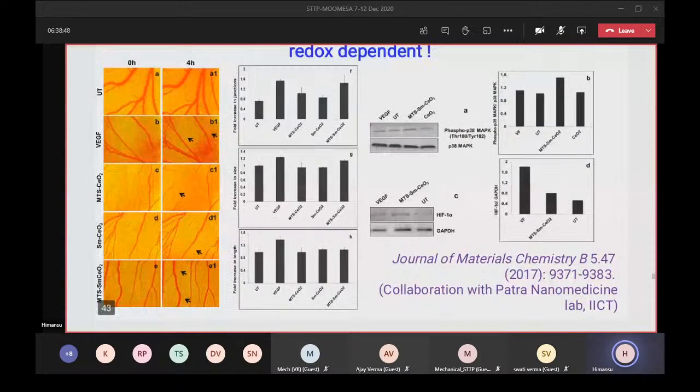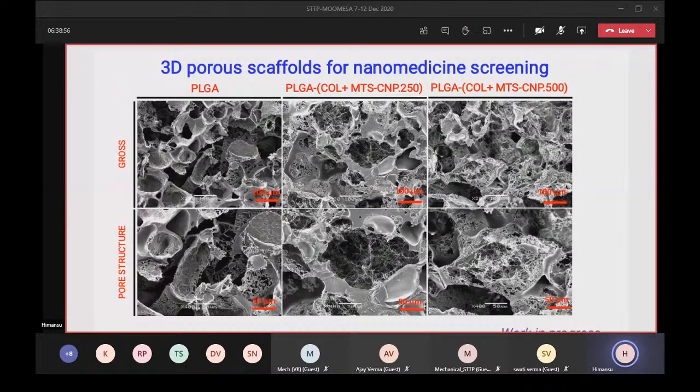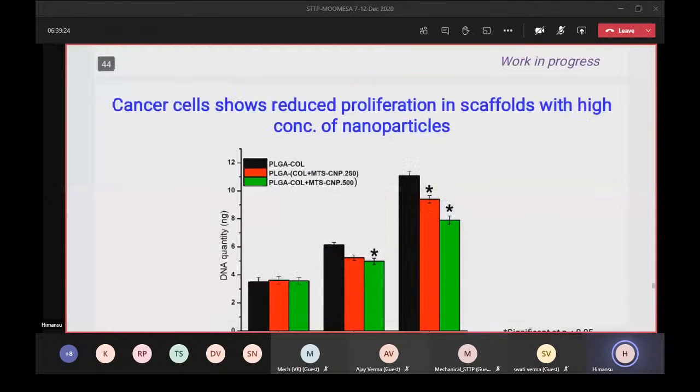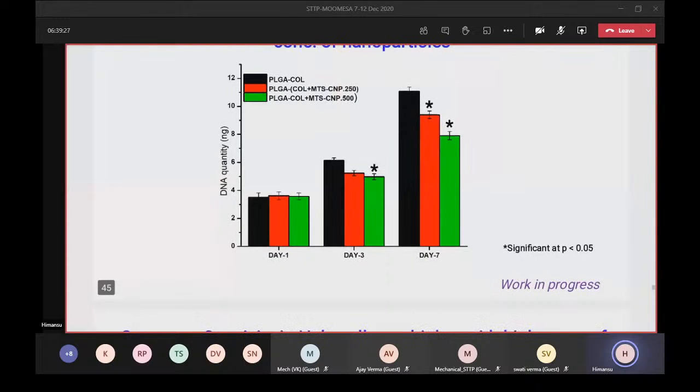And this work we also channelized towards scaffolds, because as I said, the scaffolding platform is very important for us. Collagen-coated PLGA scaffolds were prepared, and within the collagen we incorporated these nanoparticles. This is interesting: in one case the nanoparticle concentration is very high, in one case lower, and in one case there is no nanoparticle. So we studied the effect on cancer cells, the HeLa cells, and we also used breast cancer cells.